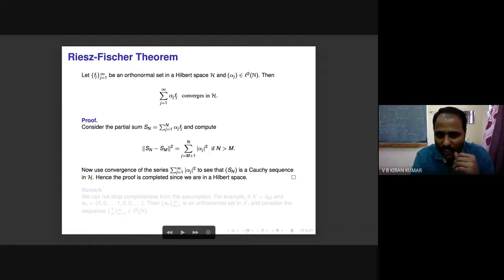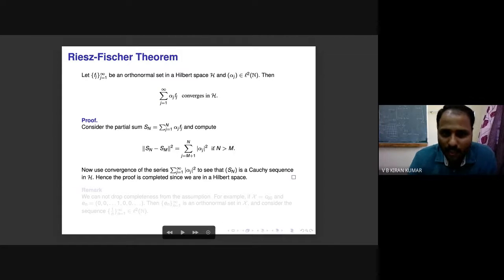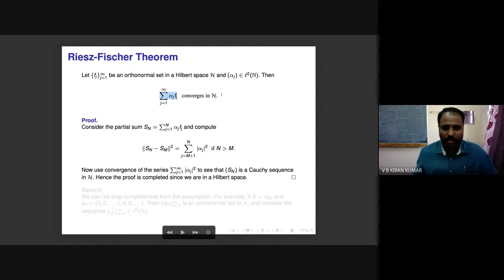So how do you prove that this is an element in H? It's sufficient to show that this series converges, right? So how do you prove that this is convergent? I want to prove that an infinite series is convergent in X. What is to be done? Come on, tell me.